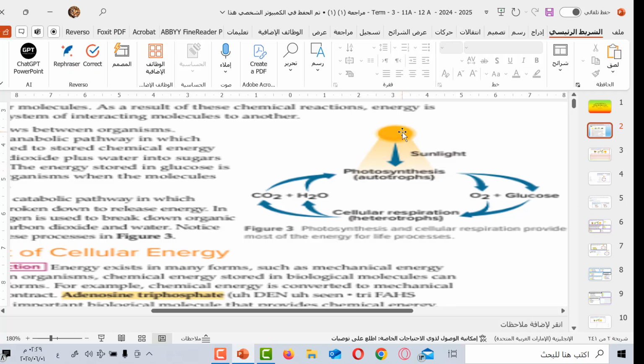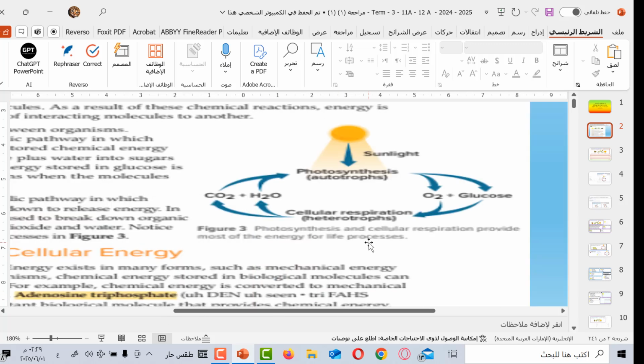The sun is one of the things needed for the process of photosynthesis. Okay, it will give us oxygen and glucose, and the glucose is used in cellular respiration, and cellular respiration produces H2O and CO2, which are needed for photosynthesis again, as a circle. Okay, a circle.